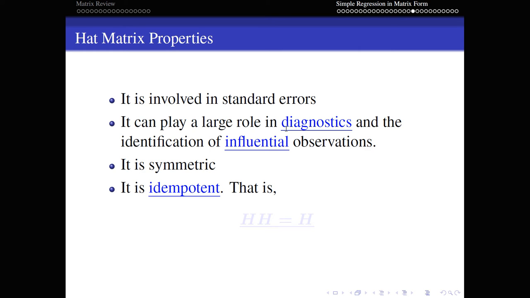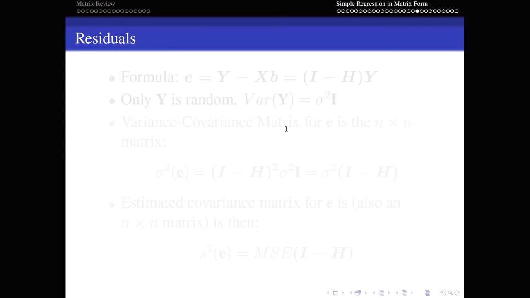So it is a symmetric matrix. It's idempotent, which means that if I multiply the hat matrix by itself, I get that matrix back. It's kind of a weird and fun and unique property. It's not unique, it happens with some other things, but it's kind of a weird, fun, and interesting property, I should say.